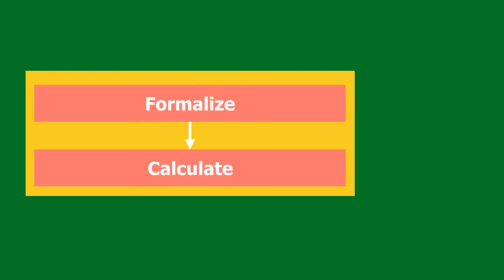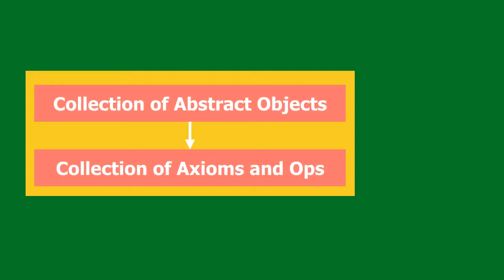Now, if you just look at the area that logicians study, they study the formal language and the calculation, the movement from one formal language statement to another formal language statement in a way that preserves truth. The formal language is essentially a collection of abstract objects.